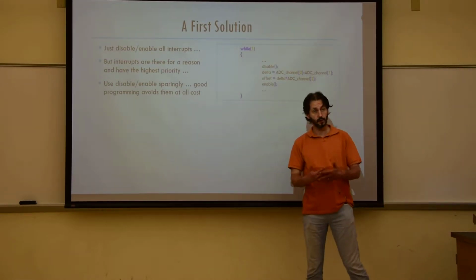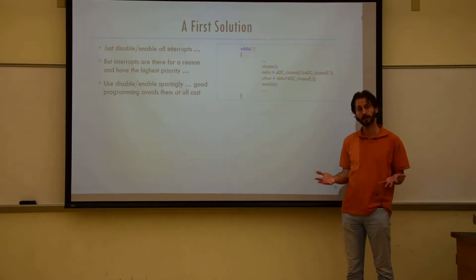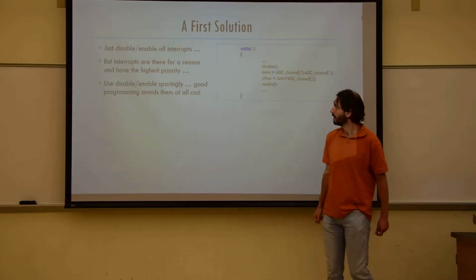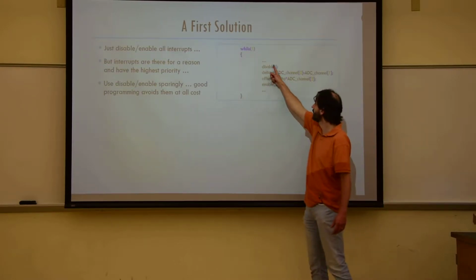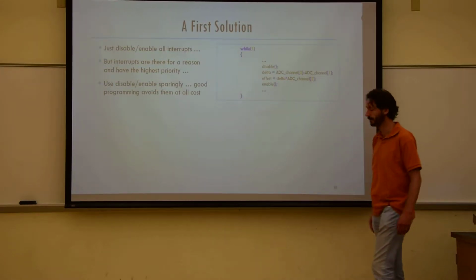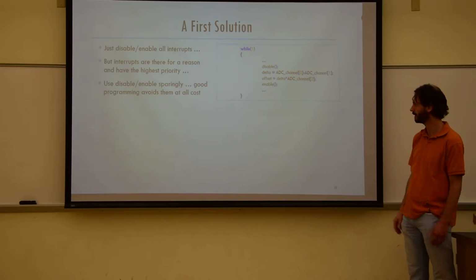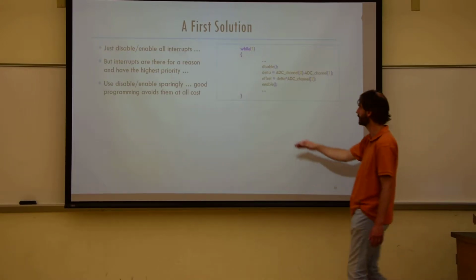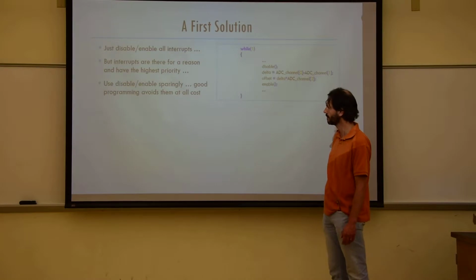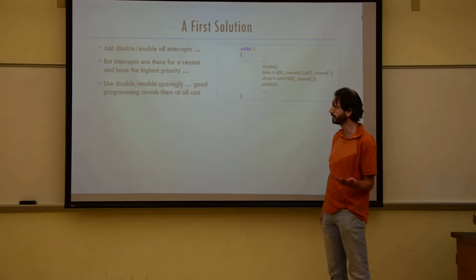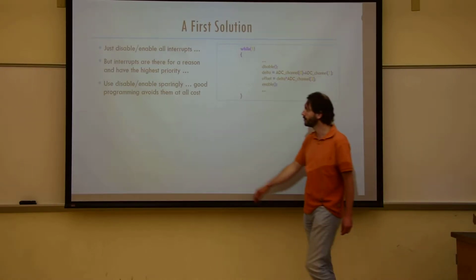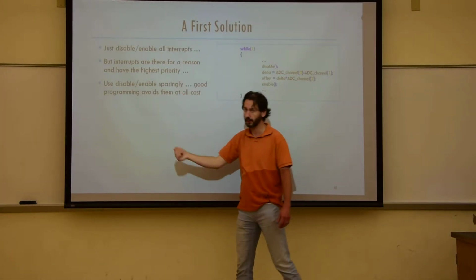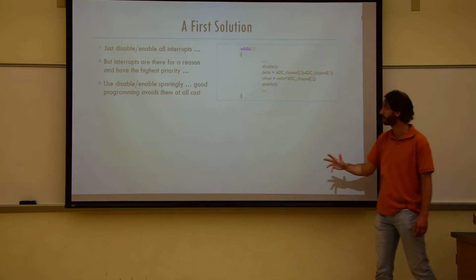Now you can see that multiple assembly instructions actually make up single instruction lines in C. Now what can we do? The first solution, can we just disable and enable all the interrupts? So now let's think about hardware interrupts. Say we just disable and enable it so that we don't have any conflicts here. But interrupts are there for a reason and have the highest priority. So you should use this sparingly, and actually good programming avoids this at all costs. So don't do it.